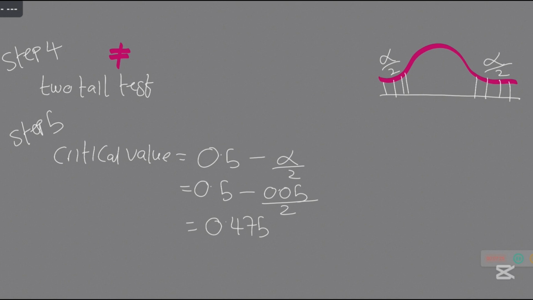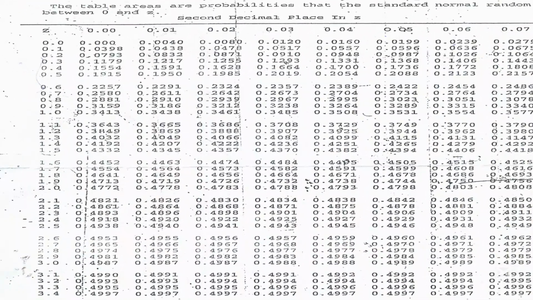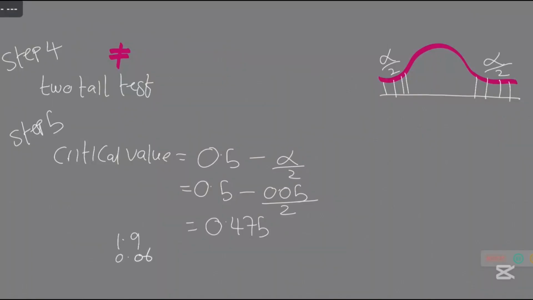Next, the final process is that you are going to check your z table for the number you will get vertically and horizontally. And when you check your z table, you are going to get 1.9 and you are going to get 0.06. When you add them together, you get 1.96. So that is our critical value. So our critical value equals 1.96.